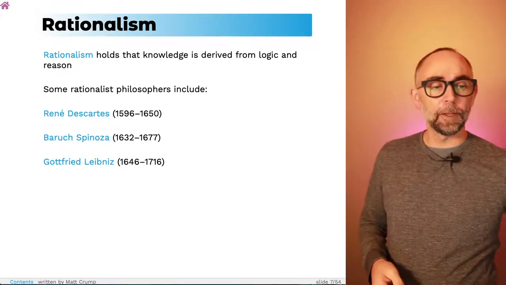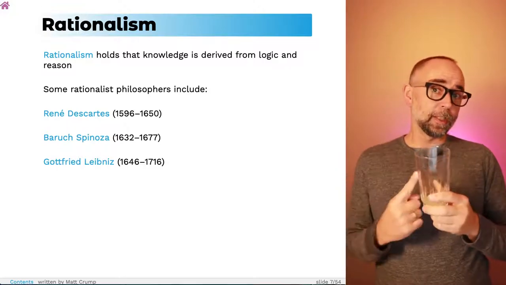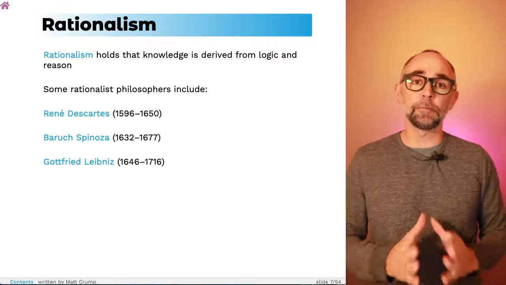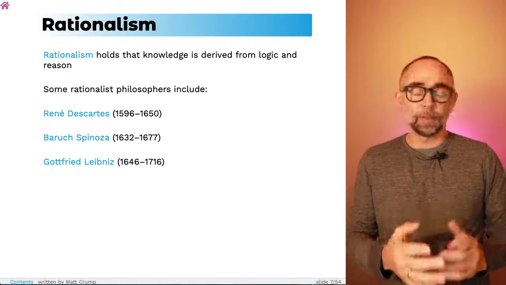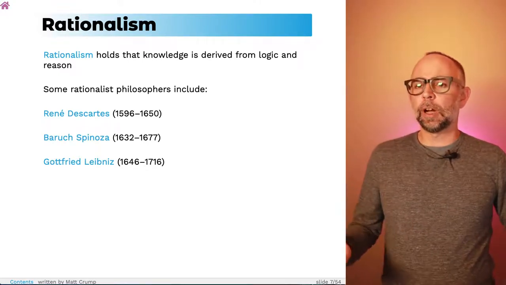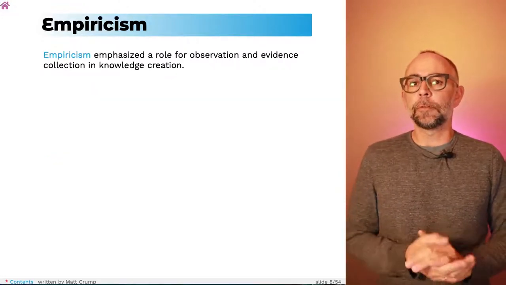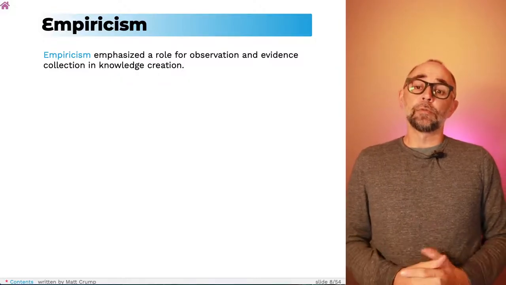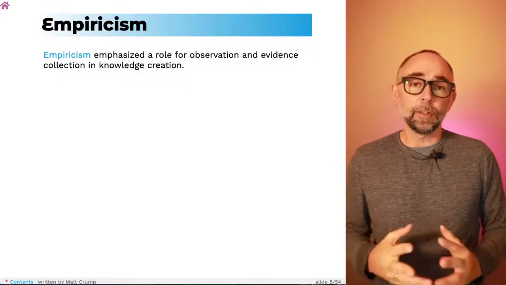So if I could figure out a way to formally make an argument to prove that this is a glass of ginger water, then potentially, according to a rationalist, I could have knowledge about what that thing is. Sort of in contrast to this formal system of knowing is a school of philosophy called empiricism. And this school emphasizes a role for observation and evidence collection in knowledge creation.